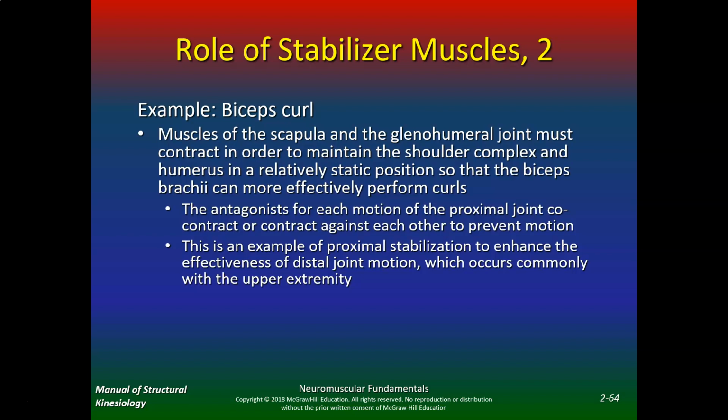So antagonists for each motion of the proximal joint contract against each other to prevent motion. This is an example of proximal stabilization to enhance the effectiveness of distal joint, which occurs commonly.